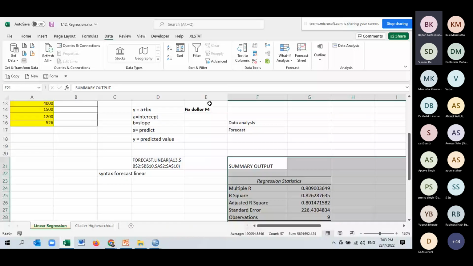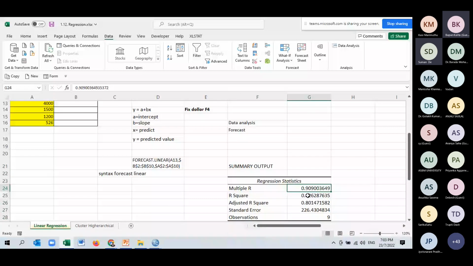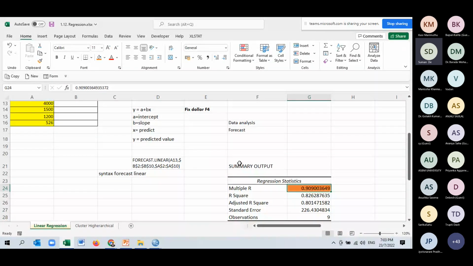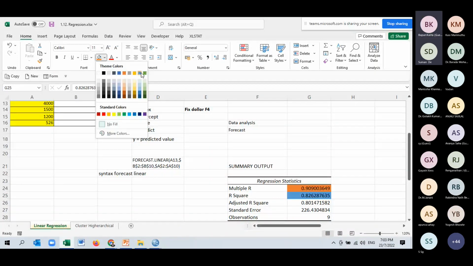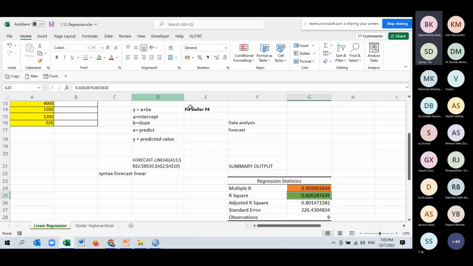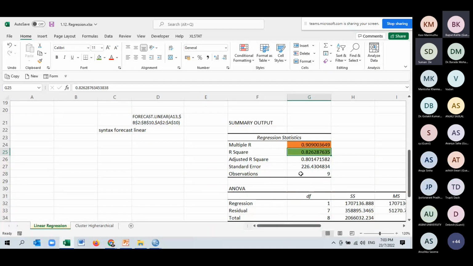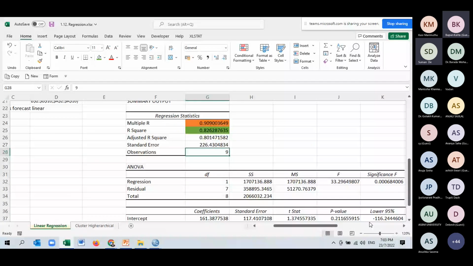So whatever we calculated, this is your Pearson correlation. By the way, please tell me whether you got the answer or not. This is your R square. And there are 9 observations. The model is significant.